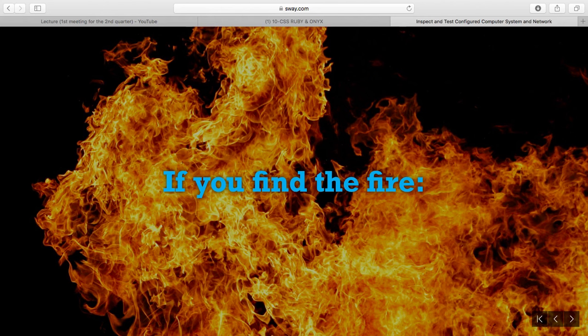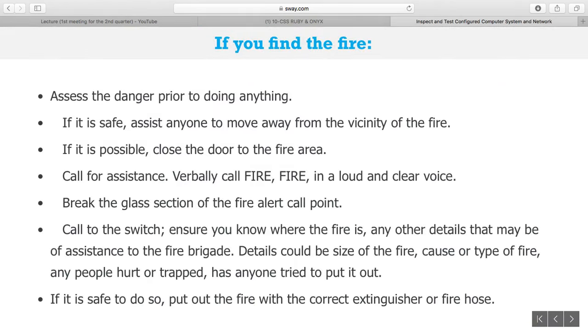Most of the time, they assure the safety of the person. But there are times that others are not brave enough to fight the fire or just escape from the fire, then things might be worse, like death because of the fire. So if you find a fire, you must assess the danger before doing anything. You cannot just pour on water, especially if that is electric.